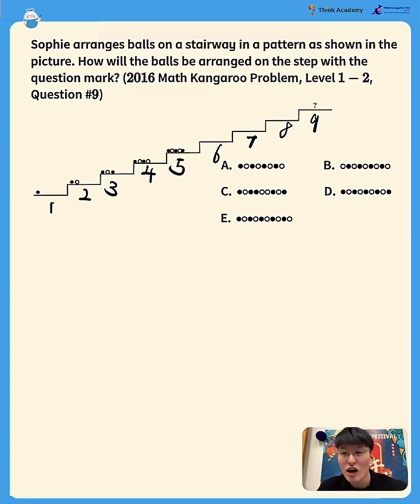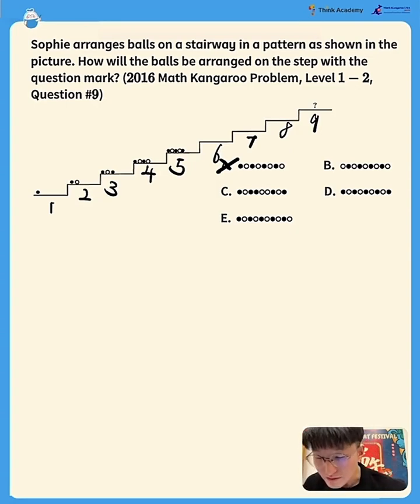So here, first of all, I want you to take a look at the options A, B, C, D, and E. Which one of them is not 9 balls? So let's see. What about A? What about 8? 1, 2, 3, 4, 5, 6, 7, 8. So A only has 8 balls. So that means it is not correct, so we can eliminate A, okay?